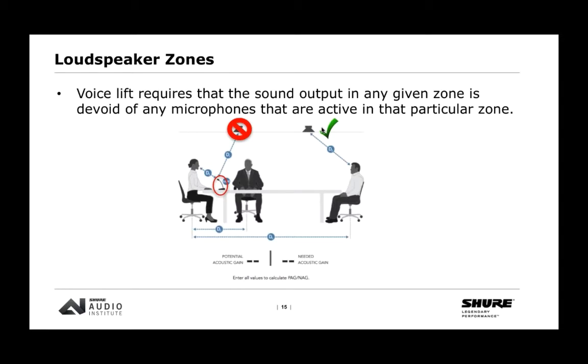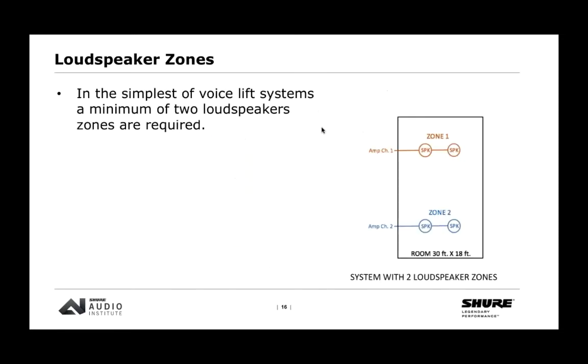So, as we mentioned, voice lift requires that the sound output in any given zone is devoid of any microphones that are active. And here's a graph showing that we are now not routing a microphone that is close to the person who's talking through the closest loudspeaker, but only routing it through a further loudspeaker. Again, in an attempt to increase that D1 distance in order for us to achieve some reasonable gain before feedback.